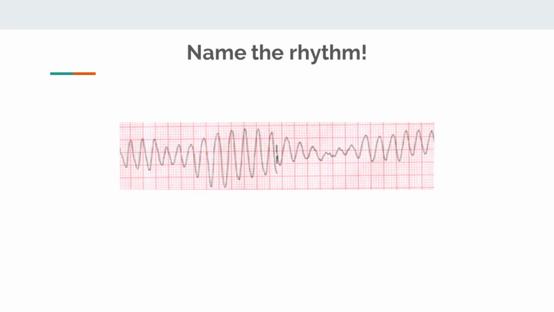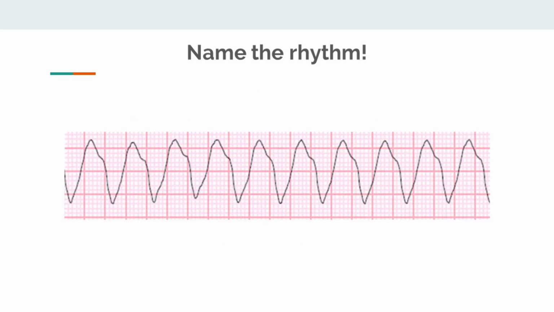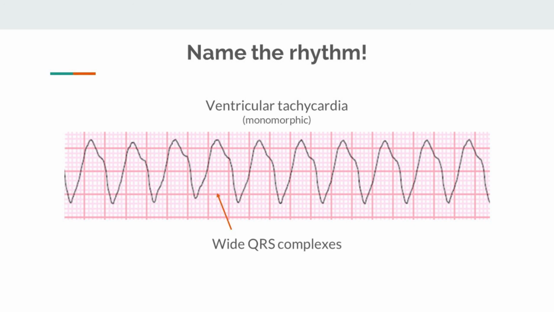Let's try this one. This is an example of torsades de pointes, which is a type of polymorphic ventricular tachycardia. You see the peaks get smaller then bigger, smaller then bigger. The base of the QRS complexes are wide, and it's as if the EKG was twisted at the ends like a ribbon or a streamer. What about this one? This one is ventricular tachycardia, and more specifically monomorphic VTach. The base of the QRS complexes are wide, meaning it's a wide complex tachycardia, and the shape of the QRS all looks the same, making it a monomorphic VTach.